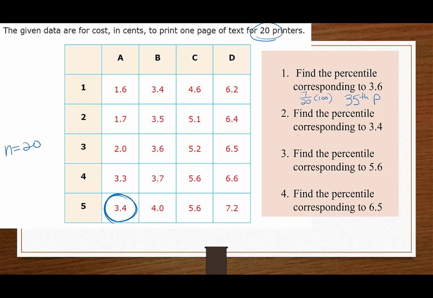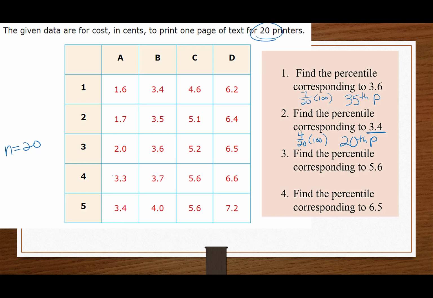There are 4 out of the 20 values less than 3.4, and so let's go ahead and convert that information to a percent. 20% of the data is less than 3.4. So that means, by definition, because 20% is less, 3.4 is the 20th percentile.